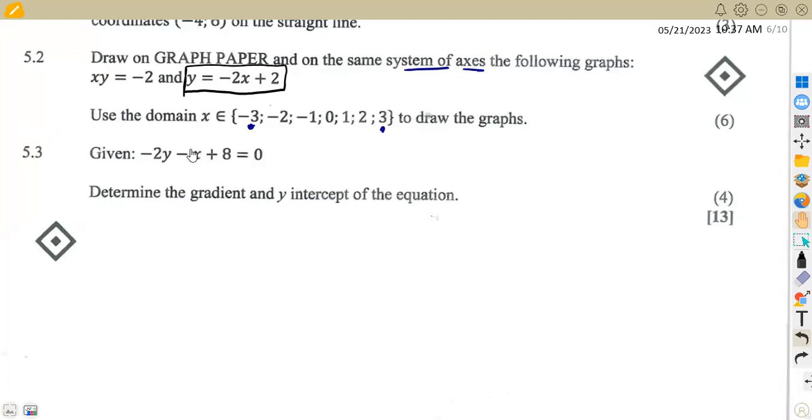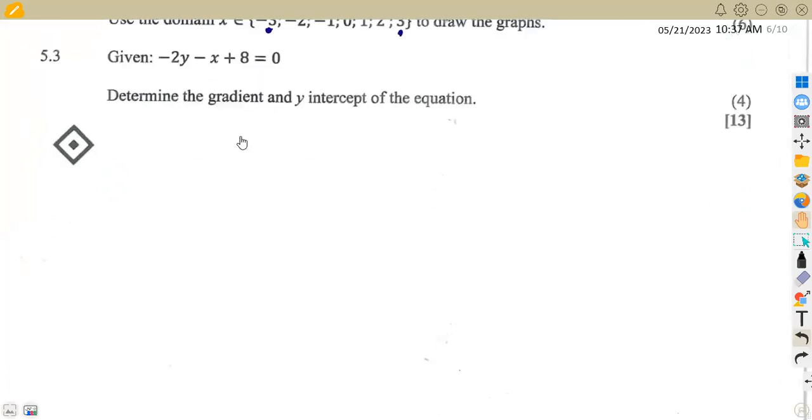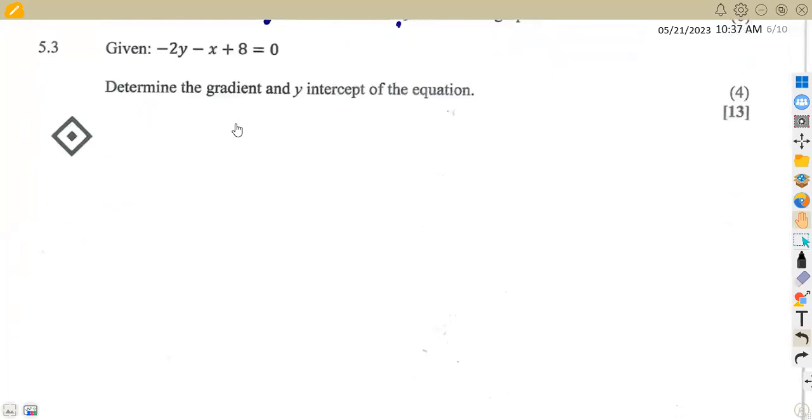We move on to 5.3. Determine the gradient. Given this equation, determine the gradient and the y-intercept of the equation. Remember that we can have the gradient and the y-intercept if we can write our equation in the form of y is equal to mx plus c. That is the gradient intercept form. So in this case, we are given minus 2y minus x plus 8, which is equal to 0. So we are supposed to have it in this form where m is the gradient and c is the y-intercept.